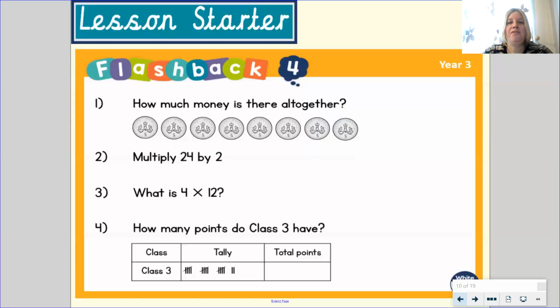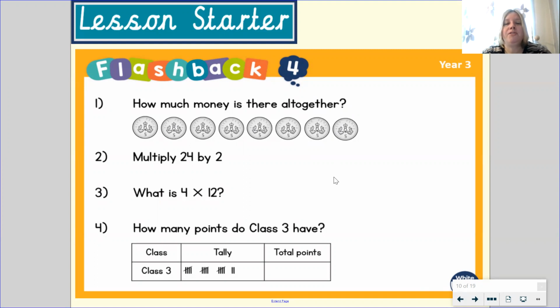Let's go over our answers. If we look at the first problem, how much money is there all together? We can count in fives. 5, 10, 15, 20, 25, 30, 35, 40. So altogether there is 40p.